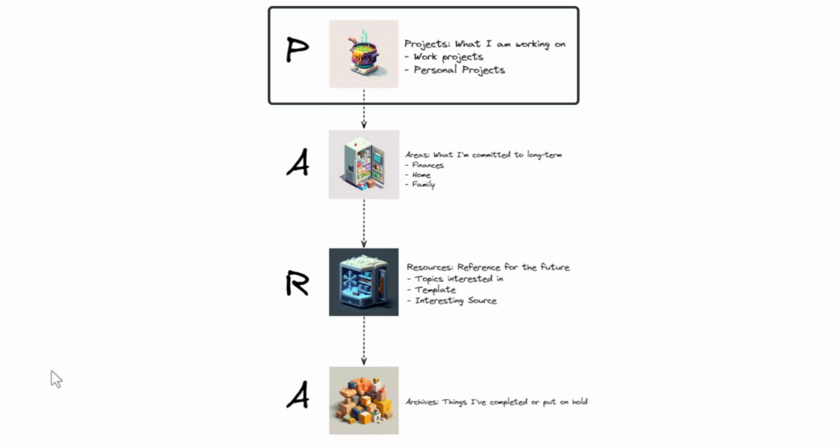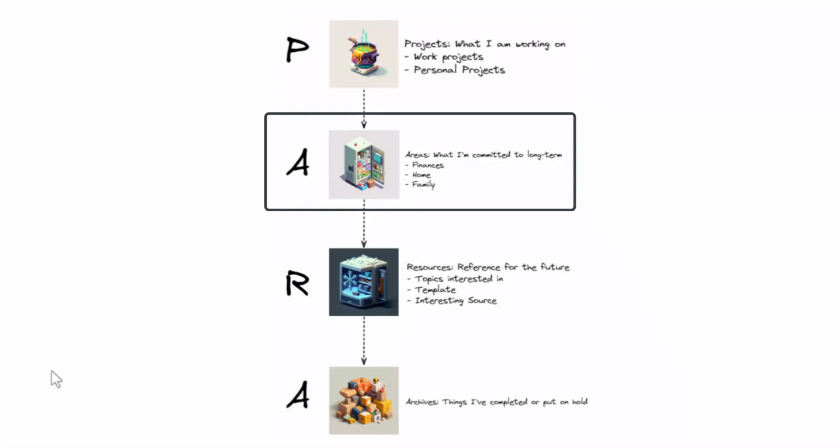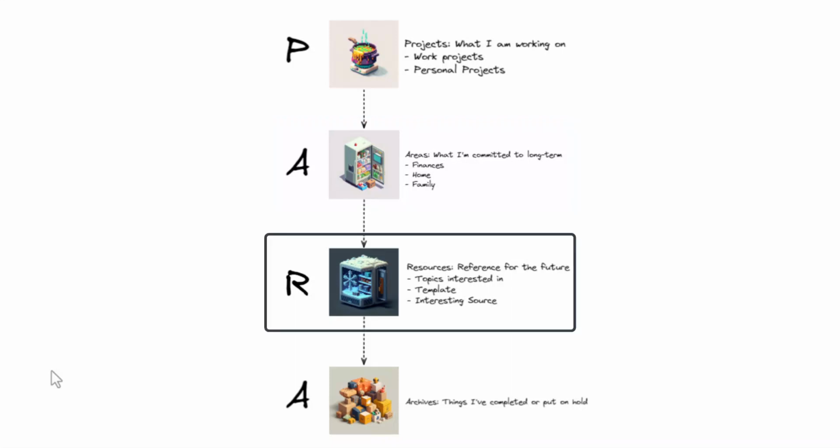Or does it fall into the category of one of my personal projects? If it does not, you go to the next step, which is areas. Does this note relate to an area I'm committed to in the long term? So this would be finances, home, family. If it does not, then you go to resources. Is this something I can utilize again in the future? So this would be a structure for a PowerPoint or a recipe layout. This is something you can reuse to save time in the future.